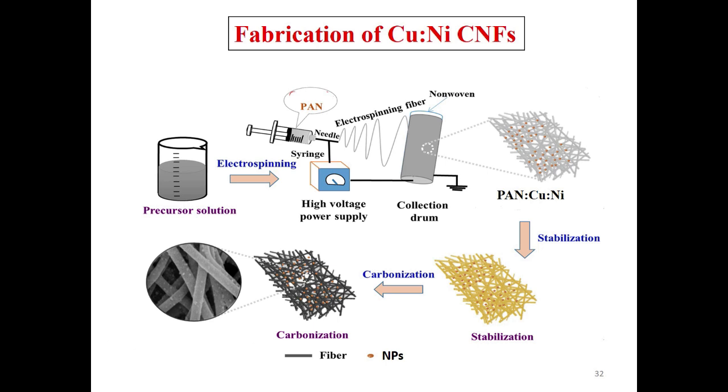Now the next is the fabrication of copper nickel carbon nanofiber. Here is the precursor solution we have used. Electrospinning is done with the help of this particular material, and there is a formation of PAN copper nickel nanofiber. Carbonization is then done, and because of the carbonization it is converted into carbon nanofiber.